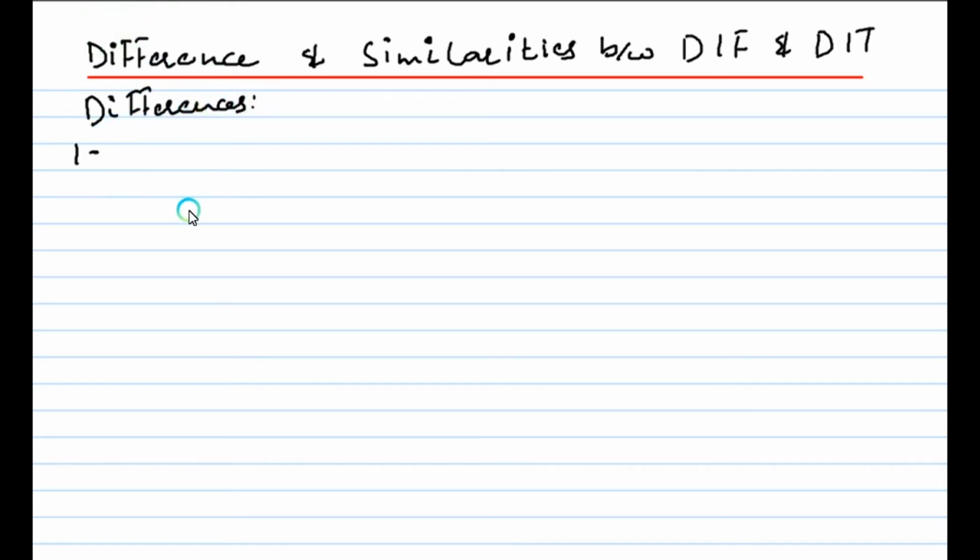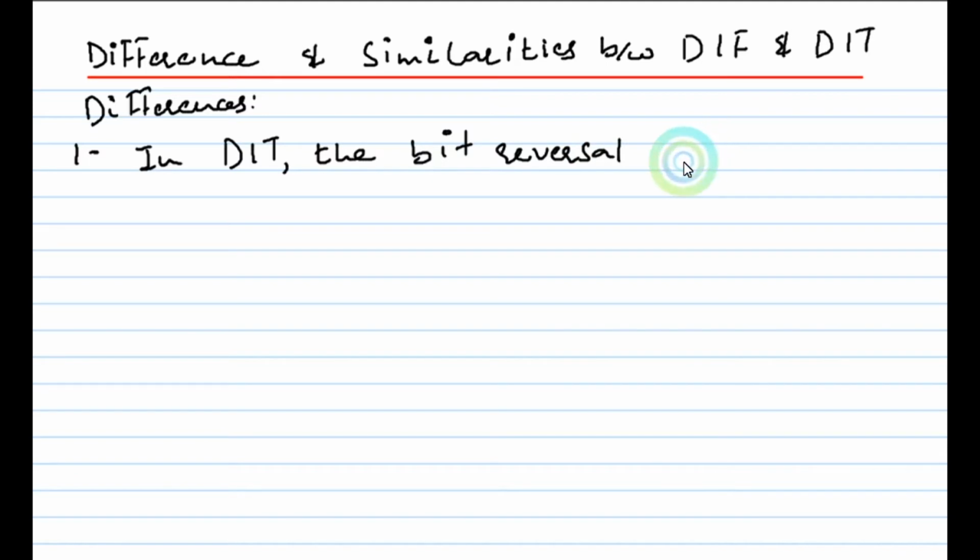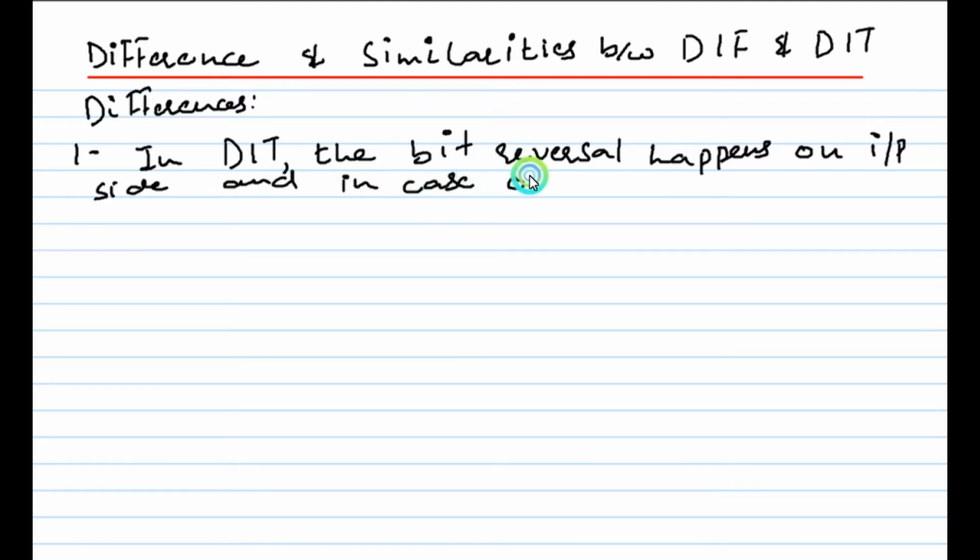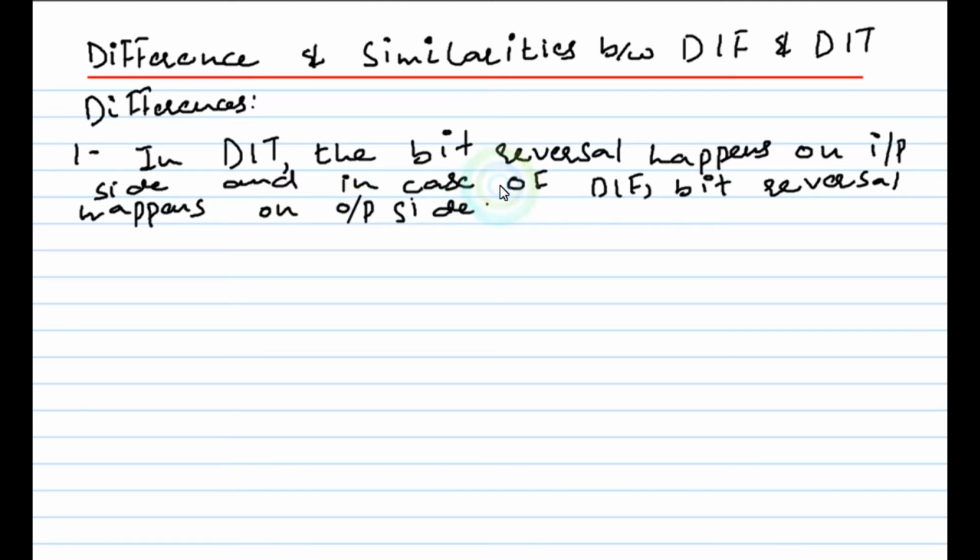Okay. So the first difference is the one which we discussed just now: in DIT, the bit reversal happens on the input side, and in case of DIF, bit reversal happens on the output side. Fine. So this is the first difference.